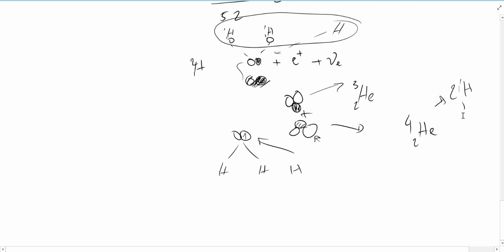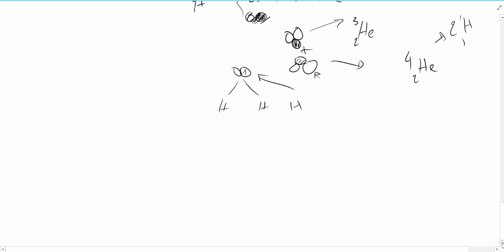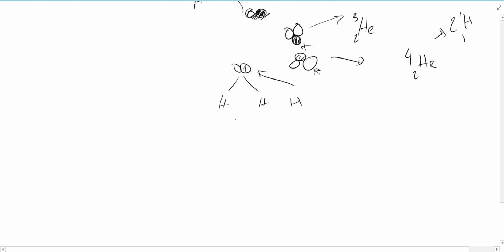Now if you count the numbers in here, you started with 6 protons. The final product is a helium atom plus 2 protons. So at the end, the net is 4 protons combining to give you one helium atom.